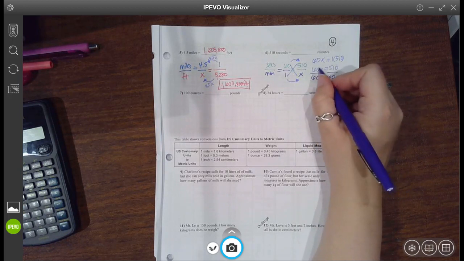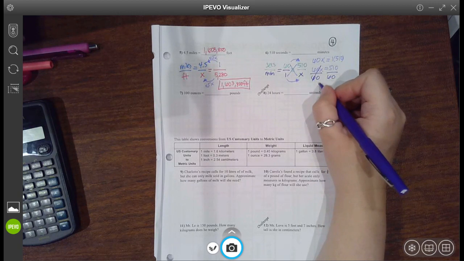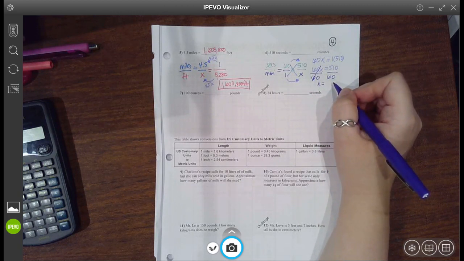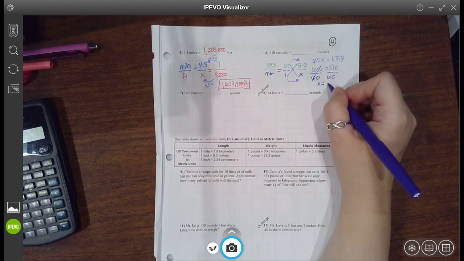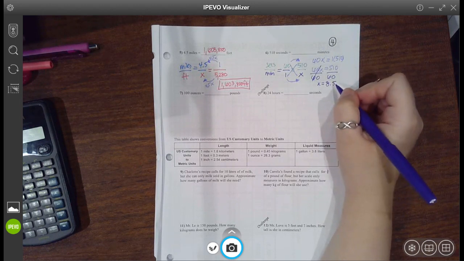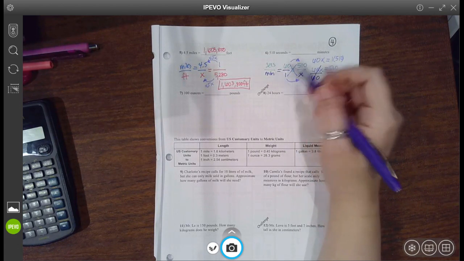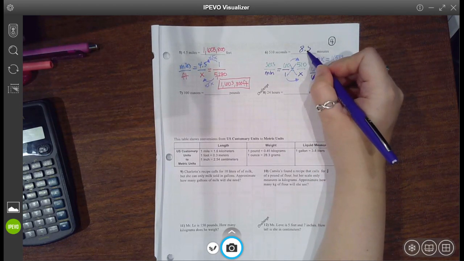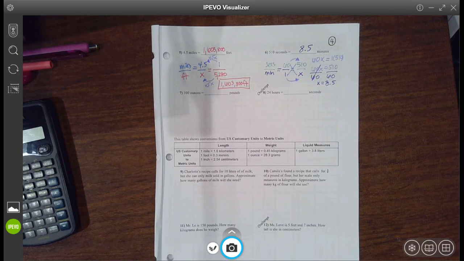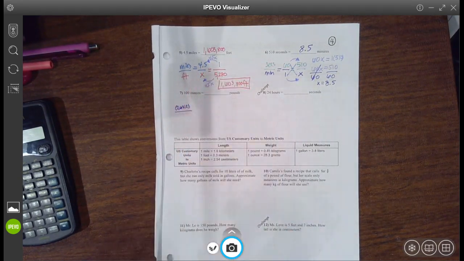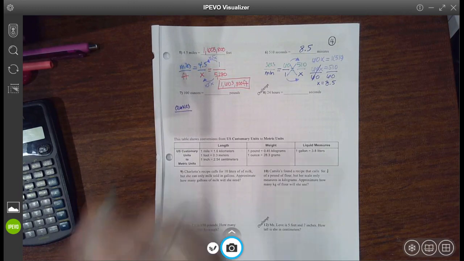Any number divided by itself is 1. 1 times x is x. And if you type in 510 divided by 60, you get 8.5. 8.5 what? Well, it was solving for minutes. So 8.5 minutes. Okay, the next one is from ounces to pounds.